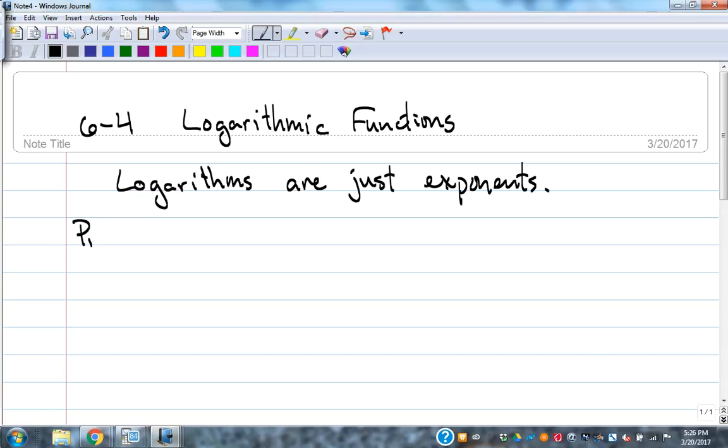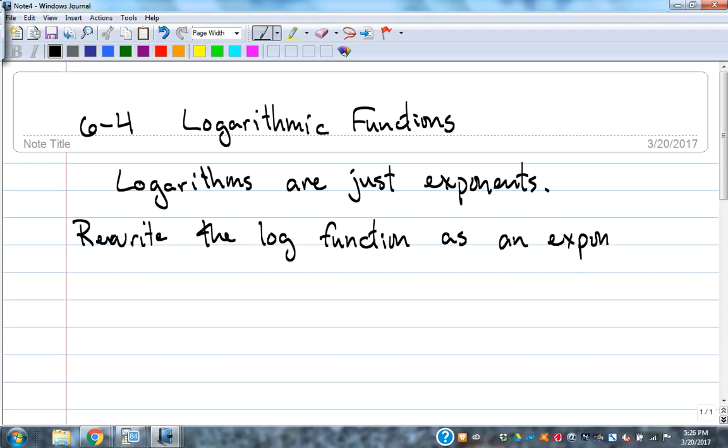So what we're going to do first is we're going to rewrite the log function, and I'm abbreviating logarithm by just writing log, as an exponential. So we just talked about exponentials.